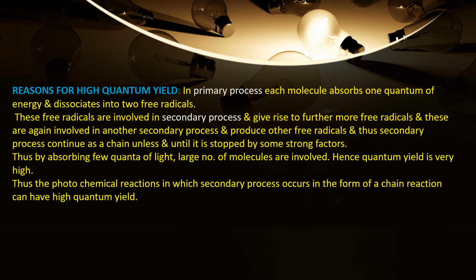So when will it be stopped? It will be stopped only by some strong factors when applied. Okay. So primary process. What is happening in primary process? Each reactant absorbs one quantum of light, dissociates into two free radicals. These are involved in the secondary process, giving rise to more free radicals. These are again involved in another secondary process, producing more free radicals. That is, it is taking place in the form of a chain and it is stopped only by some strong factors. If it is not stopped, it will be continuing in the form of a chain like that only.